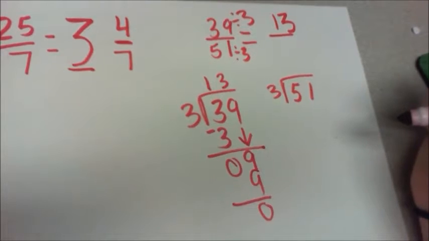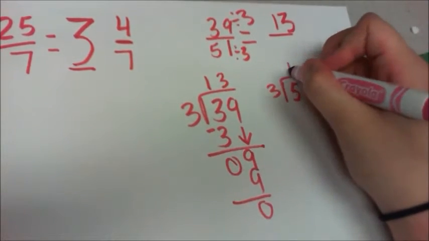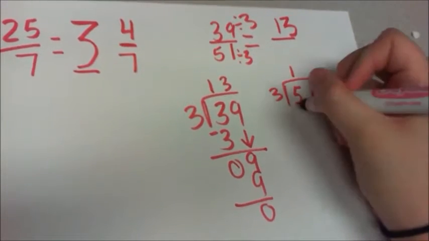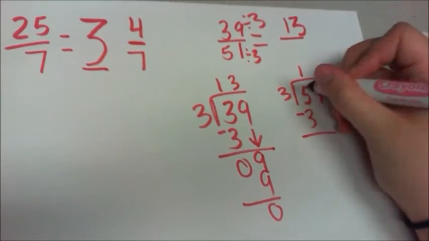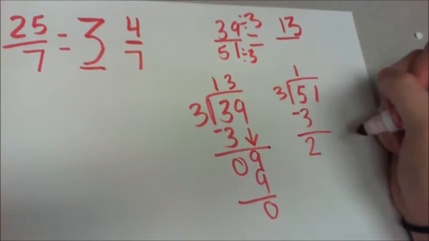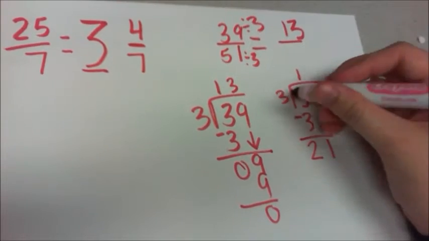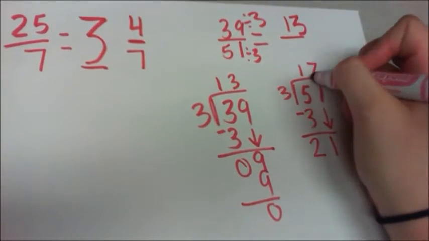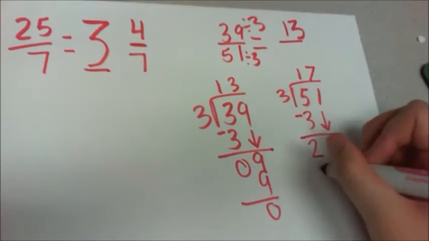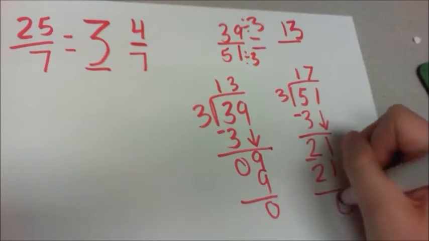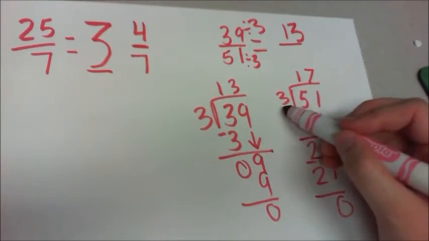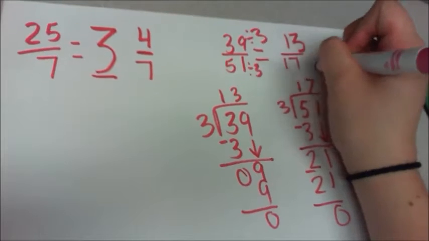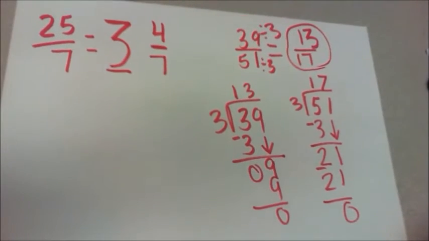3 goes into 5 one time. 1 times 3 is 3. Subtract. 5 minus 3 is 2. Bring down the 1. 3 goes into 21 7 times. 7 times 3 is 21. We get down to 0. So 51 divided by 3 is 17. So that's our fraction in simplest form.